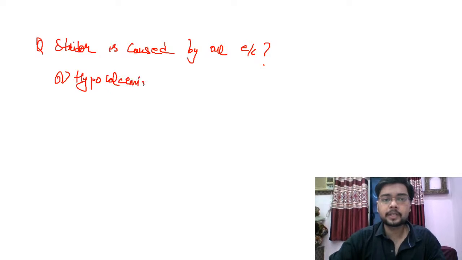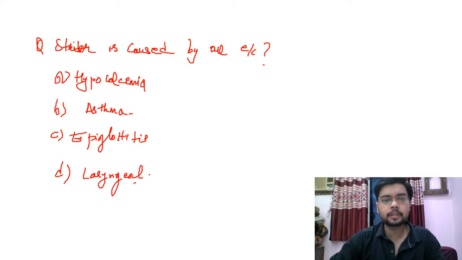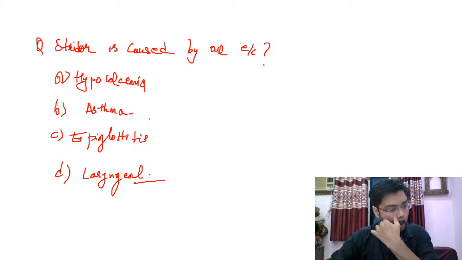So don't think it is easy. Again, it is an applied one. Asthma, epiglottitis and laryngeal tumor. So what do you think, in which one your stridor won't be produced?